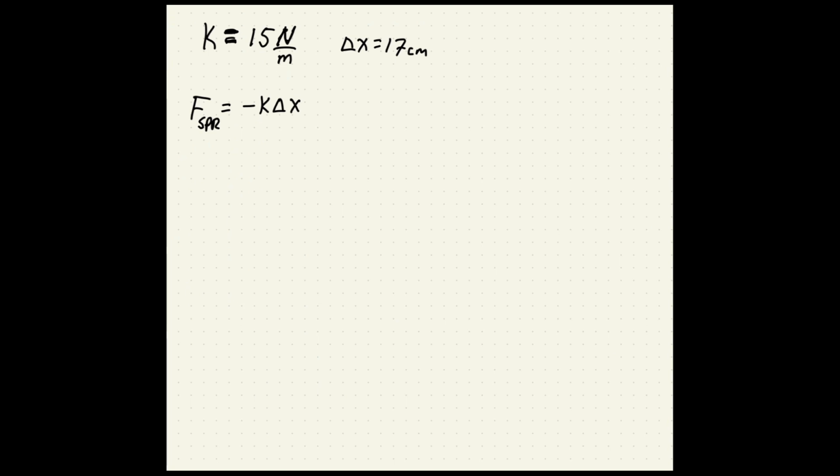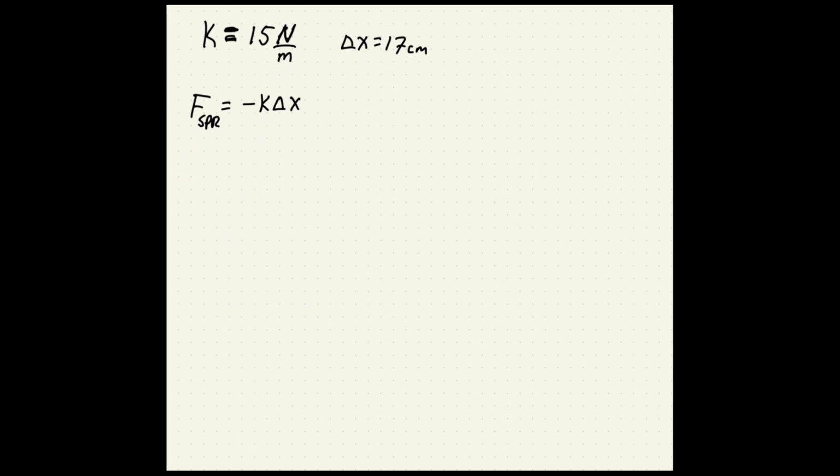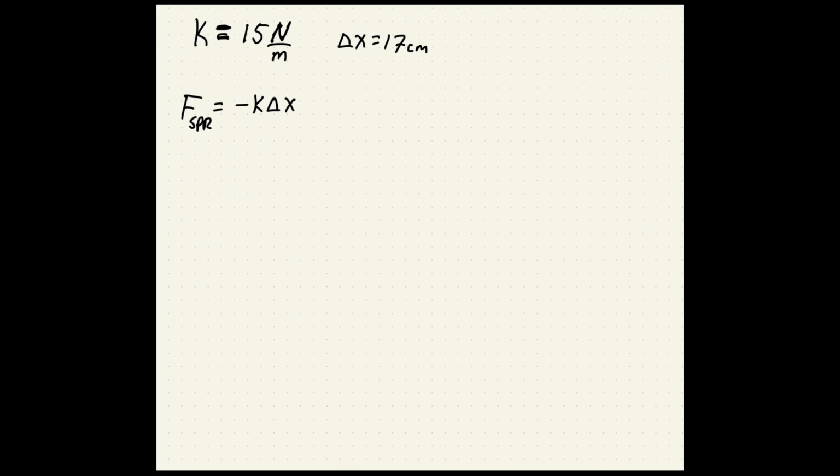You can calculate the spring force, and then just correct it with a negative sign to make sure it points in the right direction in your free body diagram. But for today, we'll leave the negative sign on there, just to be complete. So negative k is negative 15 newtons per meter. And then we multiply that by our delta x value of 17 centimeters.